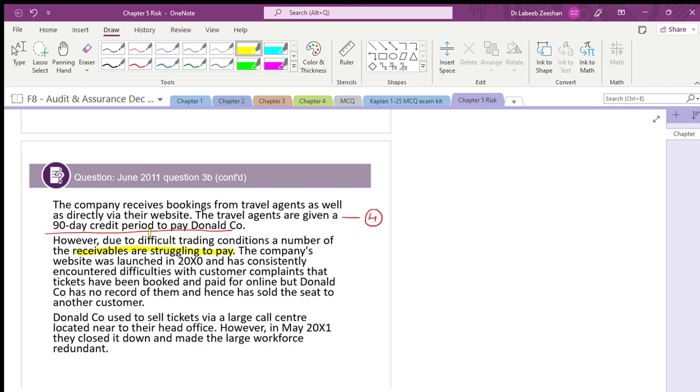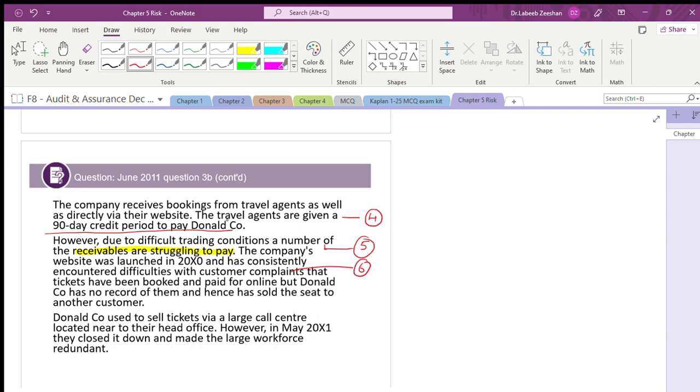Is it right? This is another point. Is it right? This is point number 5. This is the audit risk. The company's website was launched in 2000 and consistently they have difficulties and there are complaints. Point number 6, audit risk.